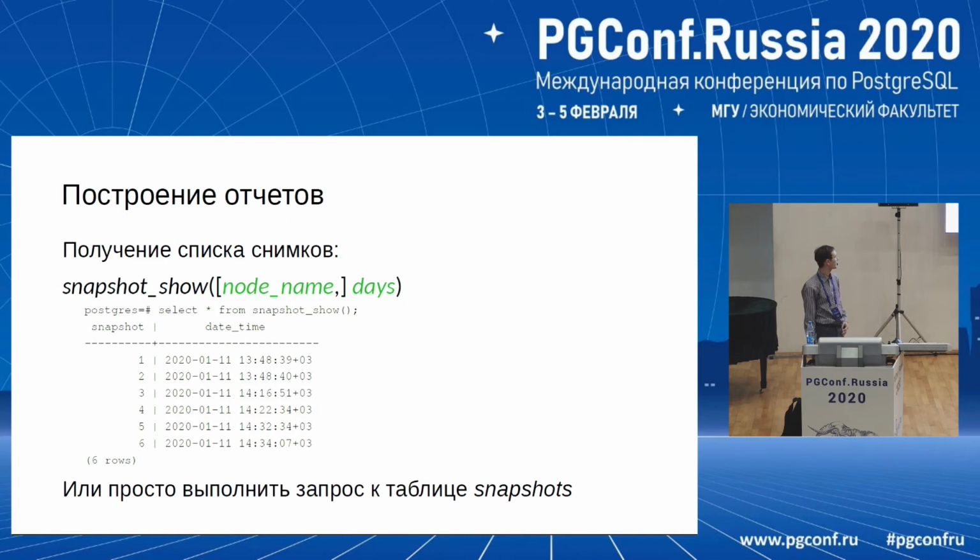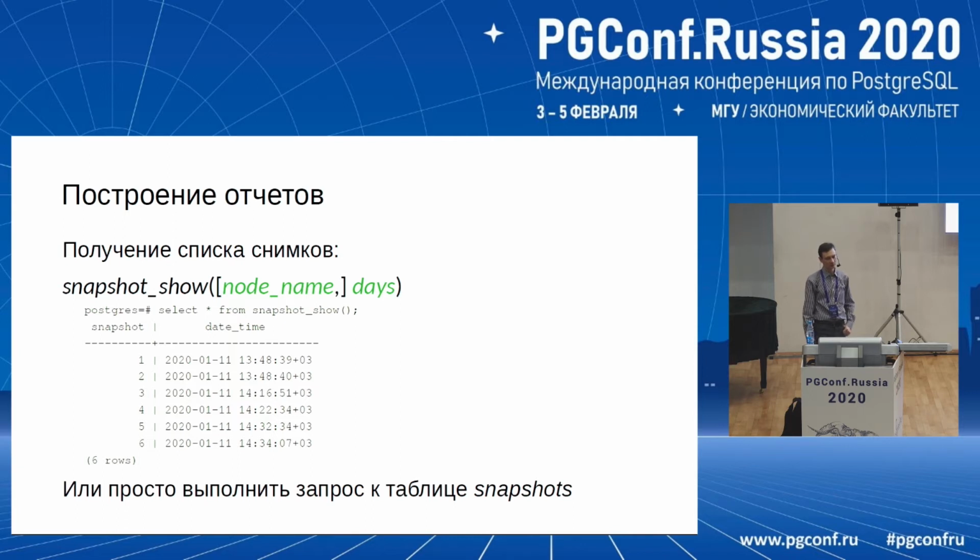At the moment, we have a list of snapshots and the time when they were taken. We can take it from the snapshots table, which is similarly complex. We can put in the number of days into the past, how far back we would like to look.